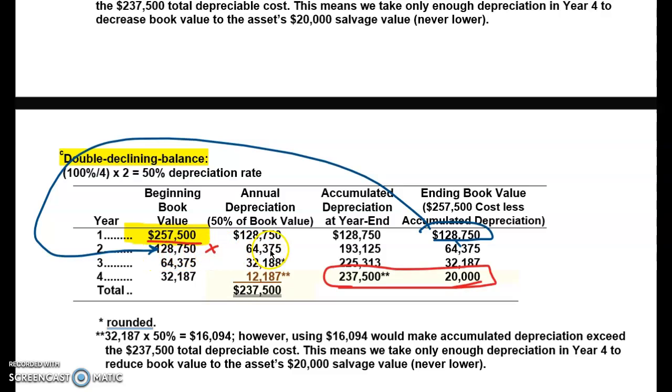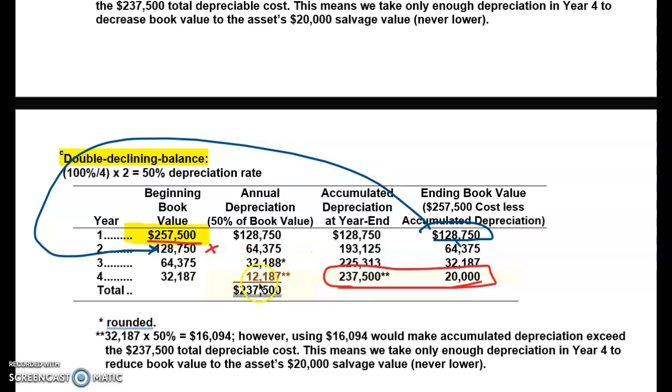128,750 times 0.5 is 64,375. Accumulated depreciation is this year's depreciation, year two's depreciation expense, plus accumulated depreciation of 128,750, is 193,125. Book value is 257.5 minus 193.125, or 64,375. Repeat for this line, and we end up with 32,187.